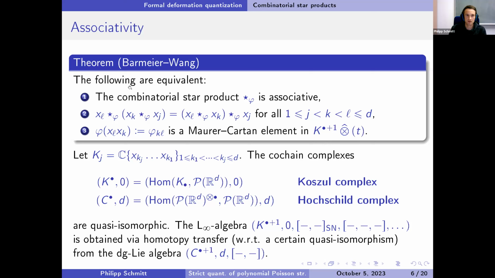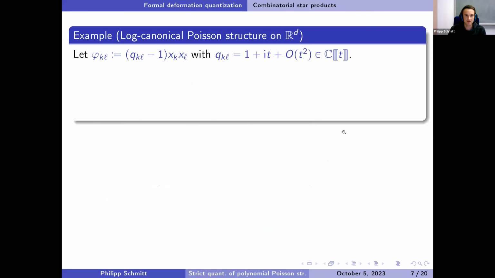Okay, and this is the L-infinity algebra that appears up here. And the star product will be associative basically if and only if this element phi defines for us a Maurer-Cartan element in this L-infinity algebra. Okay, I mentioned before that in our practical examples, the equivalence of the first and the second bullet will be very important. And here's an example.